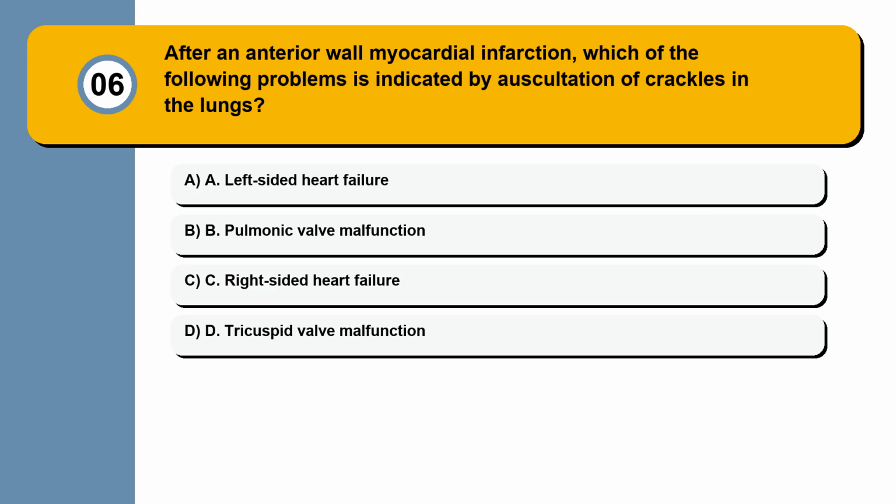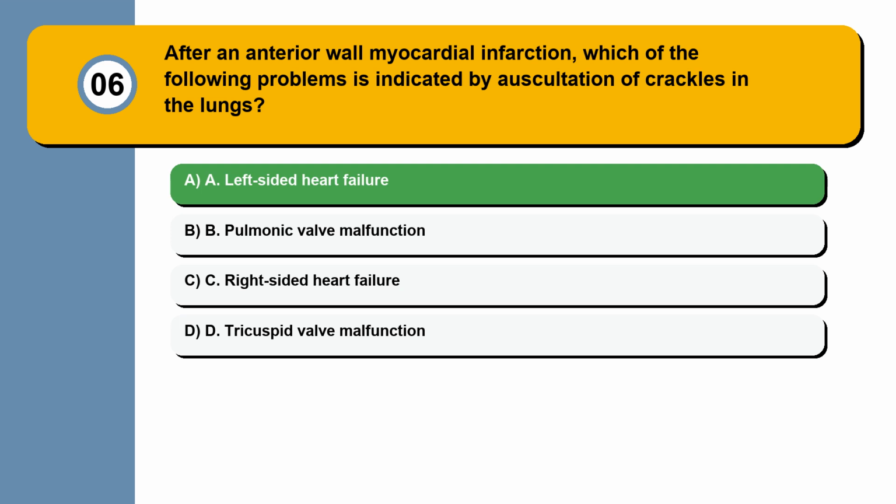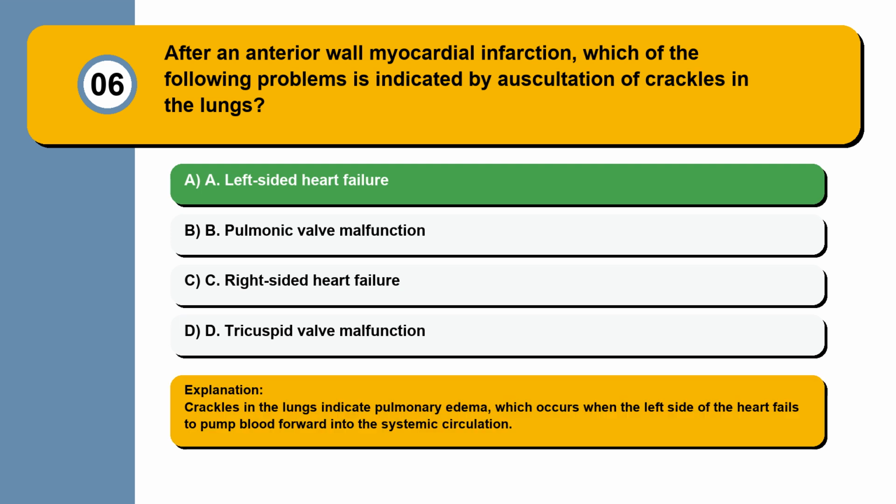Question 6. After an anterior wall myocardial infarction, which of the following problems is indicated by auscultation of crackles in the lungs? A. Left-sided heart failure. B. Pulmonic valve malfunction. C. Right-sided heart failure. D. Tricuspid valve malfunction. Crackles in the lungs indicate pulmonary edema, which occurs when the left side of the heart fails to pump blood forward into the systemic circulation.